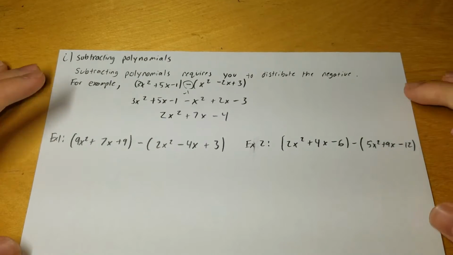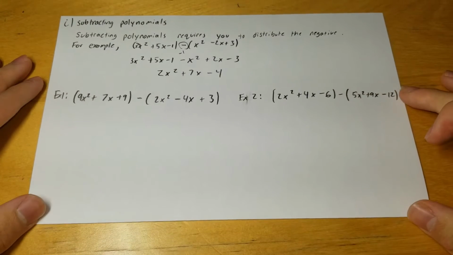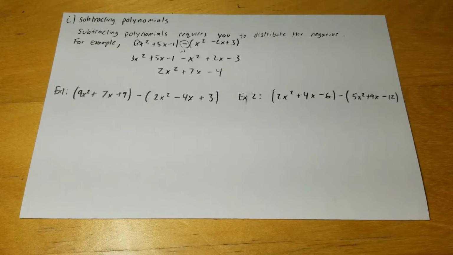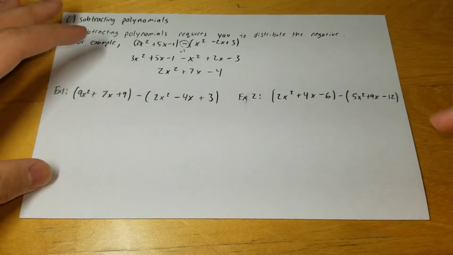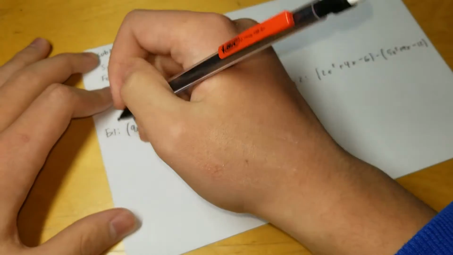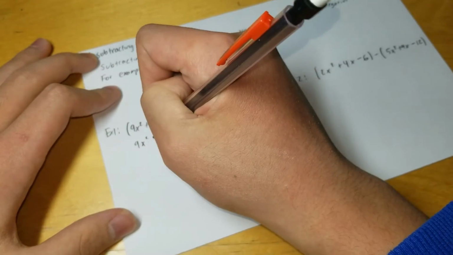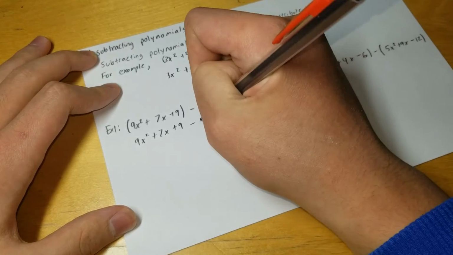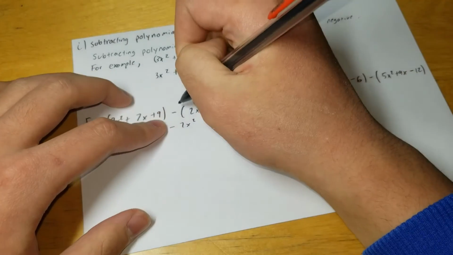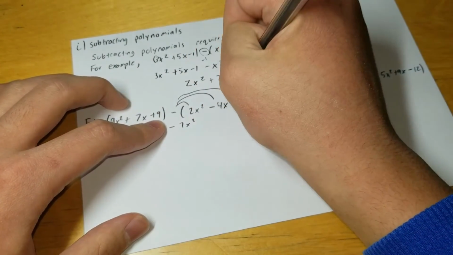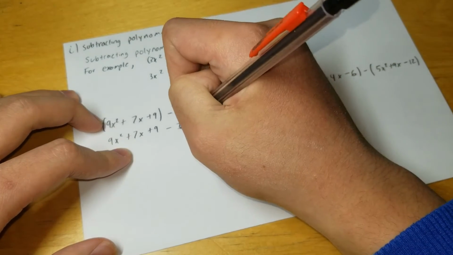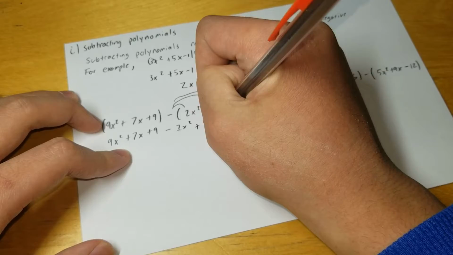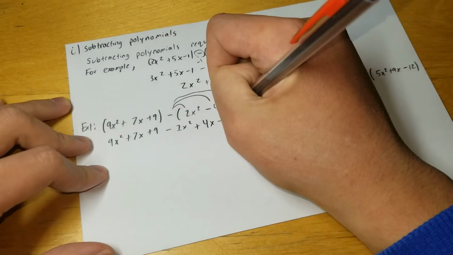Okay, so let's move on to the examples below. Try these on your own, pause the video, try them out, and then we'll return. Okay, so personal preference again. I usually like to write them out so I don't get confused. Then minus 2x squared. See how I'm distributing? So minus 2x squared plus 4x here, and then minus 3.